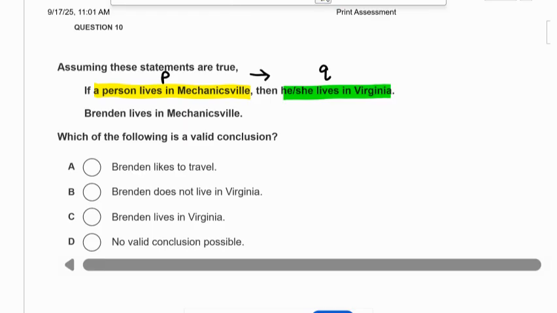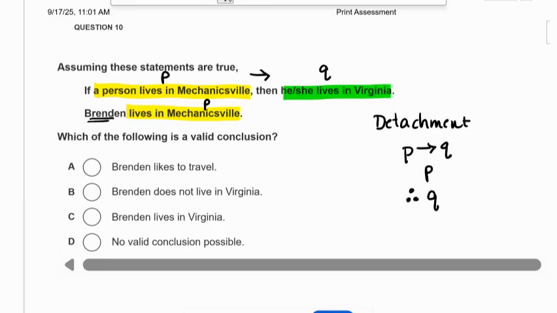The second statement matches up with lives in Mechanicsville. That would be P. We do have a law, it's called detachment, that goes if P, then Q, then you're given a piece of information about P. Your answer is going to be Q. So we're looking for one that says Brendan, because that's who we're talking about, lives in Virginia. Brendan lives in Virginia would be C.